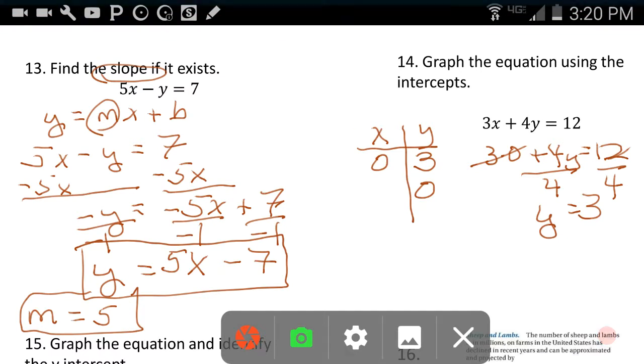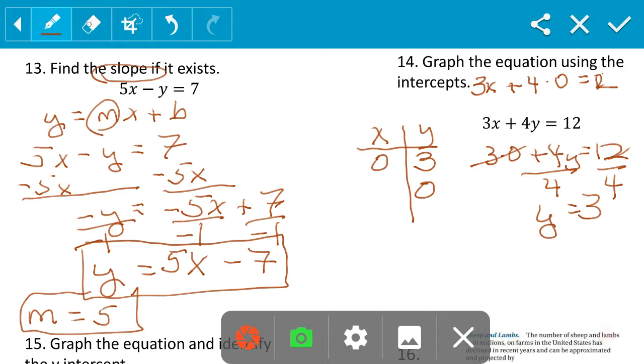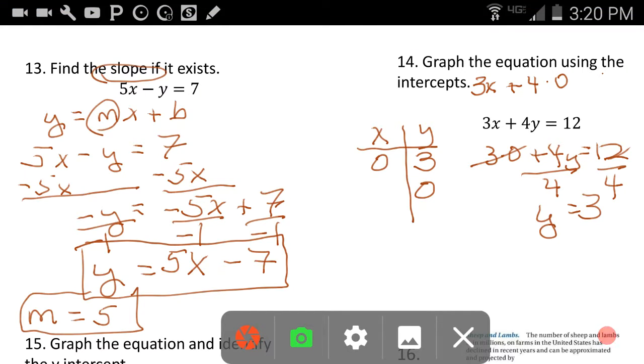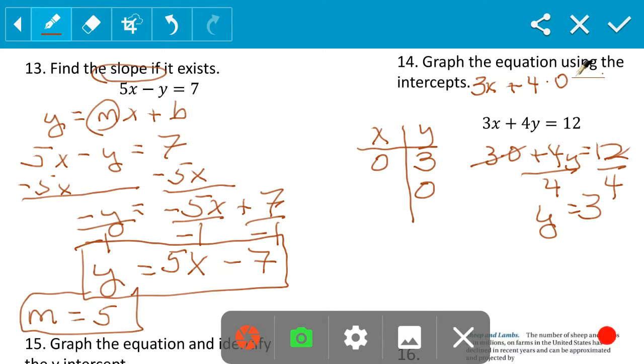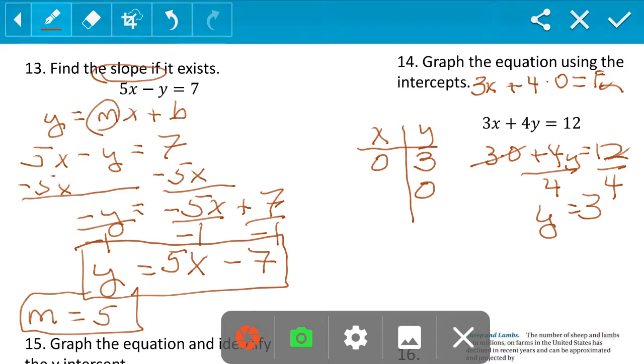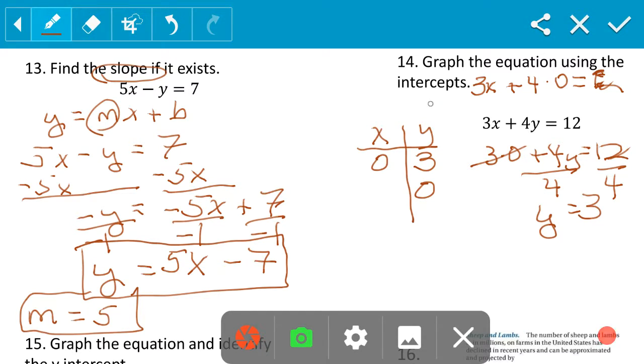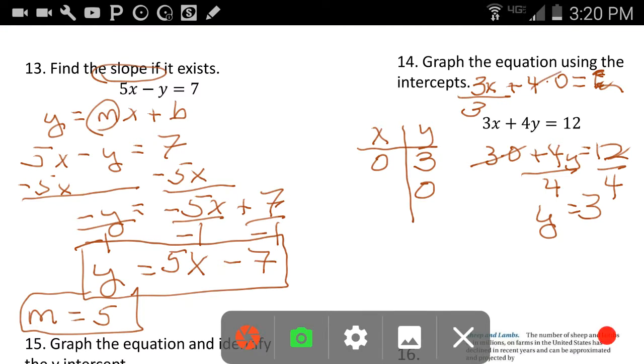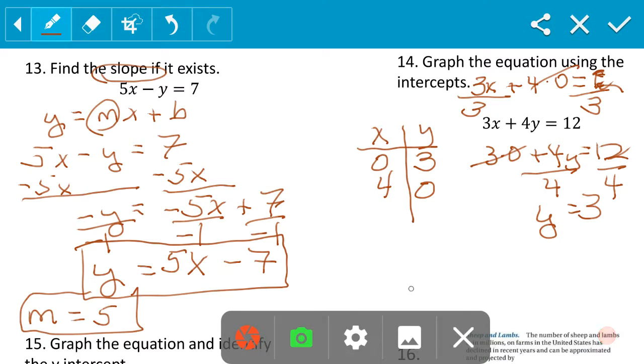And what if y is 0? I'll do that up here. We have 3x plus 4 times 0, that's going to be 0, equals 12. So let me try that again. Equals 12. It doesn't like to write when I get up there in the corner. Oh well. So I'm going to divide everything by 3. The 4 times 0 goes away, and 12 divided by 3 is 4. So x is 4.